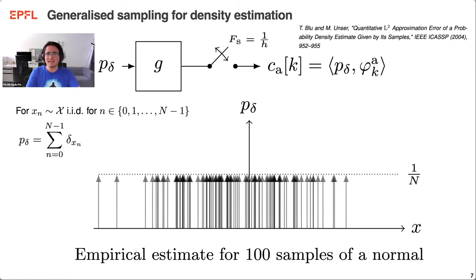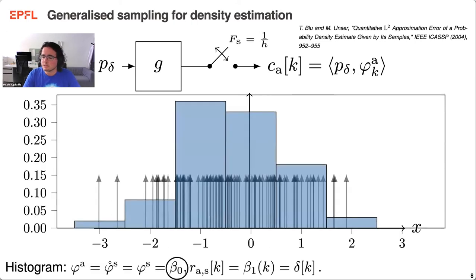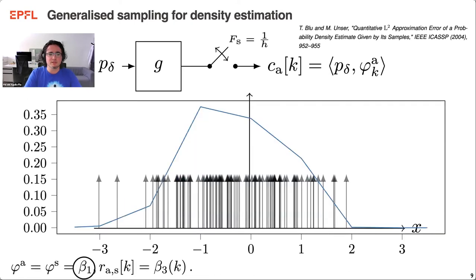So if we do the exact same procedure I described, and we choose as synthesis and analysis functions simply the rectangular function shifted, we get the standard histogram. The rectangular function can be seen as a B-spline of degree 0. So what happens if we increase the degree of that B-spline? Well, we get a better approximation. It's piecewise linear instead of piecewise constant, and it looks good.